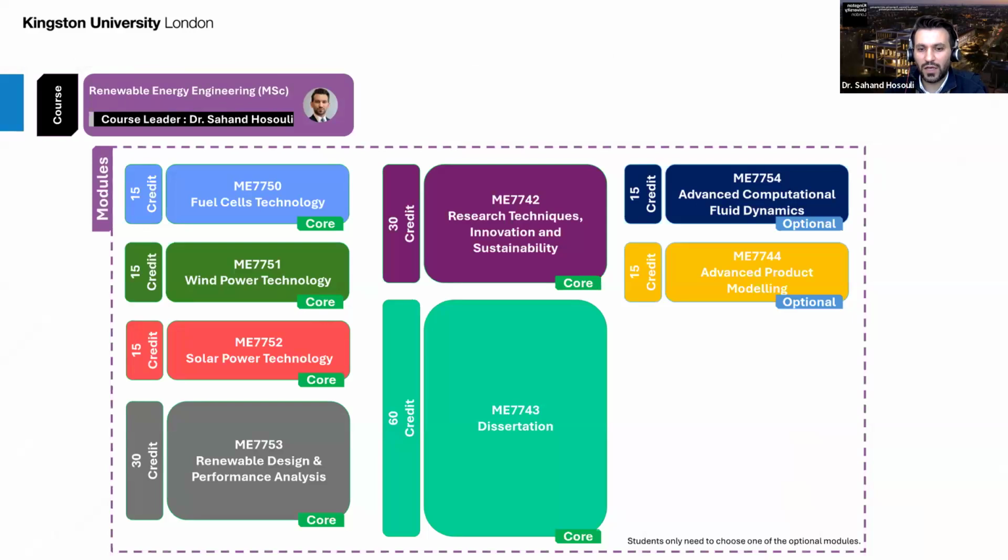As you can see, we're going to have 6 core modules in the course, including fuel cell technology, which is 15 credit, wind power technology, solar power technology, and a module mostly focused on the use of software in today's world in most roles, looking at different software, how to use them, how to implement them in your practices. This is a 30 credit module.